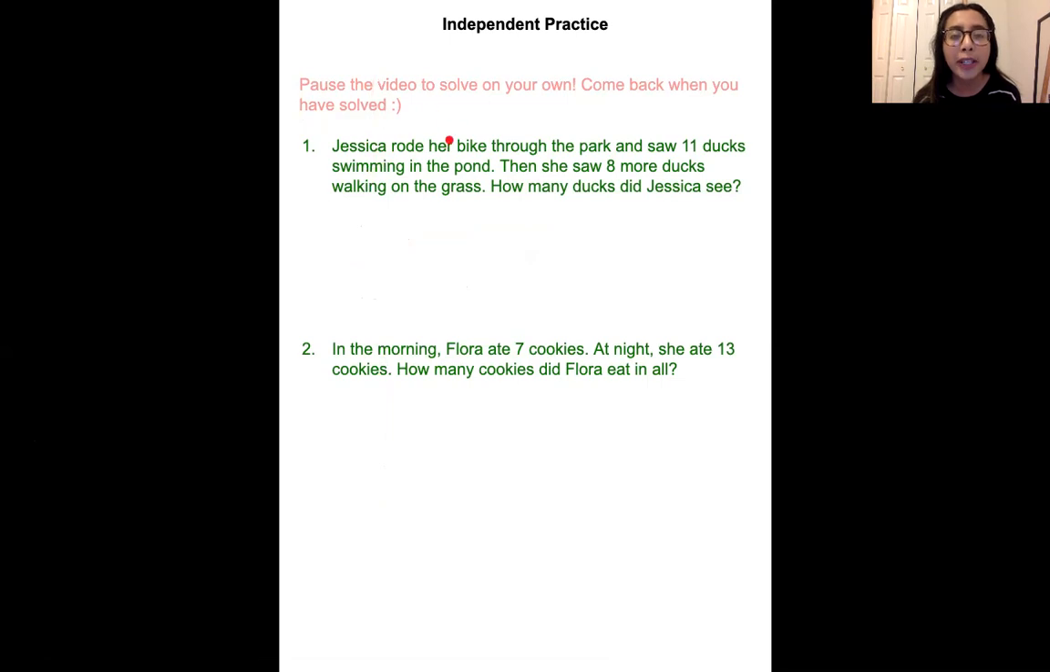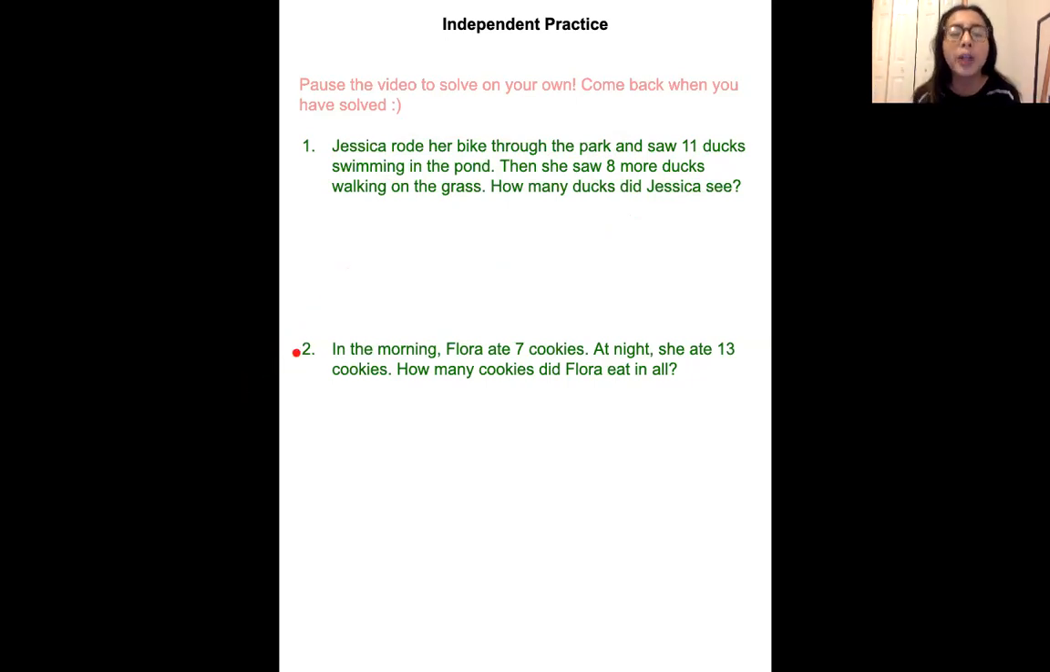Jessica rode her bike through the park and saw 11 ducks swimming in the pond. Then she saw 8 more ducks walking on the grass. How many ducks did Jessica see? So for your tape diagram for this, think about, are there 2 parts that you know? And are you trying to figure out the total?